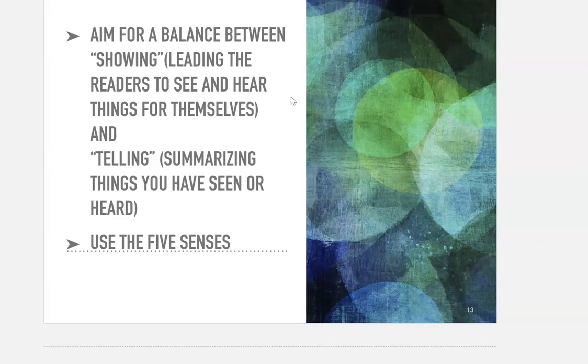You want to balance showing and telling. Showing is when you lead a reader to see and hear things for themselves. They make assumptions based off of what's in the text. Telling is actually physically writing it out so they can see it on the paper there in front of them. You want to use the five senses as much as you can to help create that mental image for your reader.